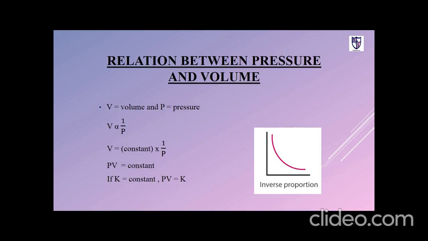We get P times V is equal to constant. Let's say that K is constant, so it will become PV equals K. If we draw a graph between volume and pressure, we will take pressure P along the x-axis, means on the horizontal line, and volume V along the y-axis, means on the vertical line. Then we get a slight curve because one value is decreasing while the other is increasing.